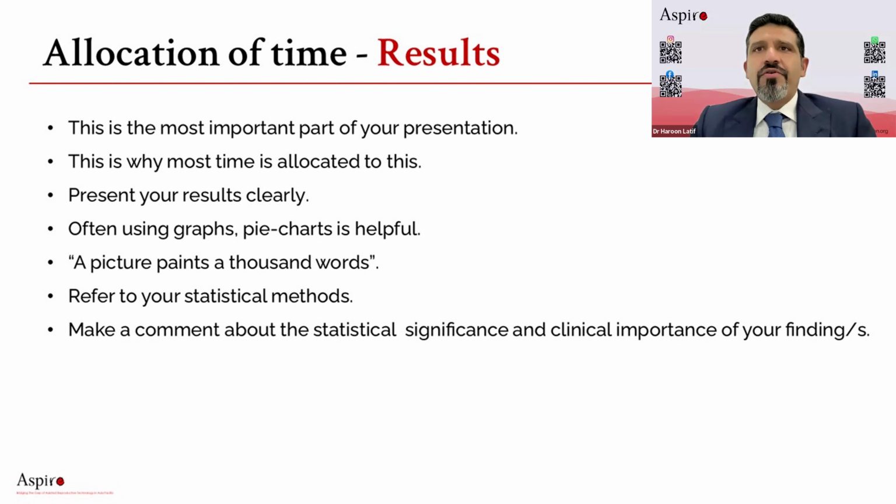Allocation of time for results. This is the most important part of your presentation. This is why most of your time should be allocated to your results. Present your results clearly. Try using graphs, pie charts, or other figures. As we know, a picture paints 1,000 words. Refer to your statistical methods and do make a comment about the statistical significance and clinical relevance and importance of your findings.